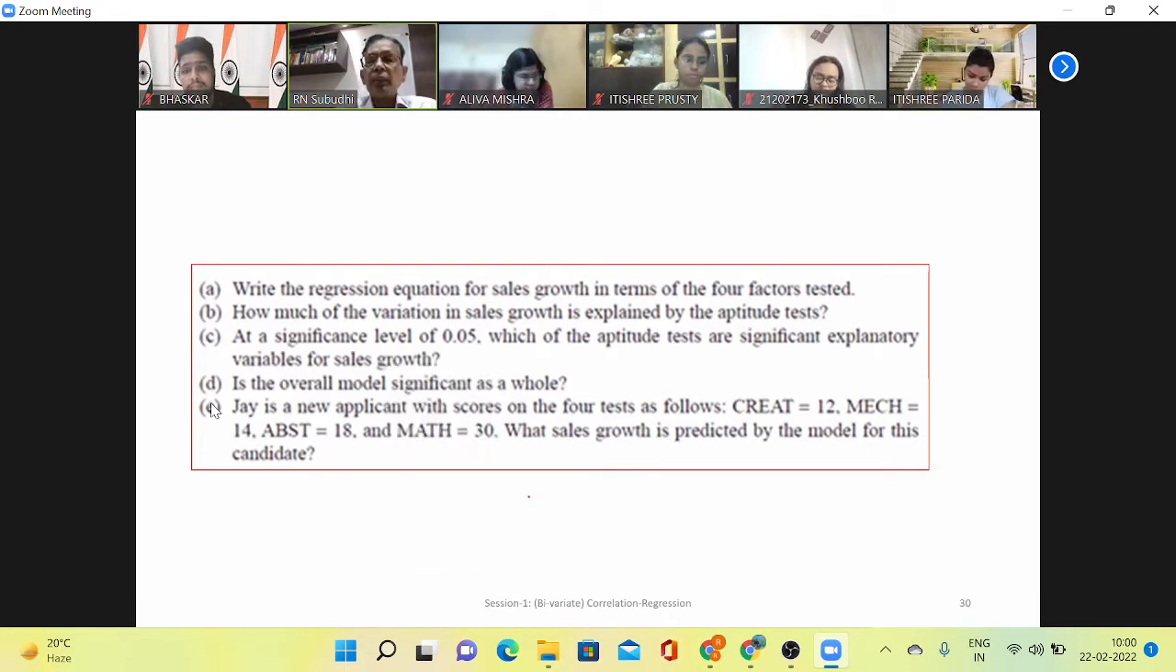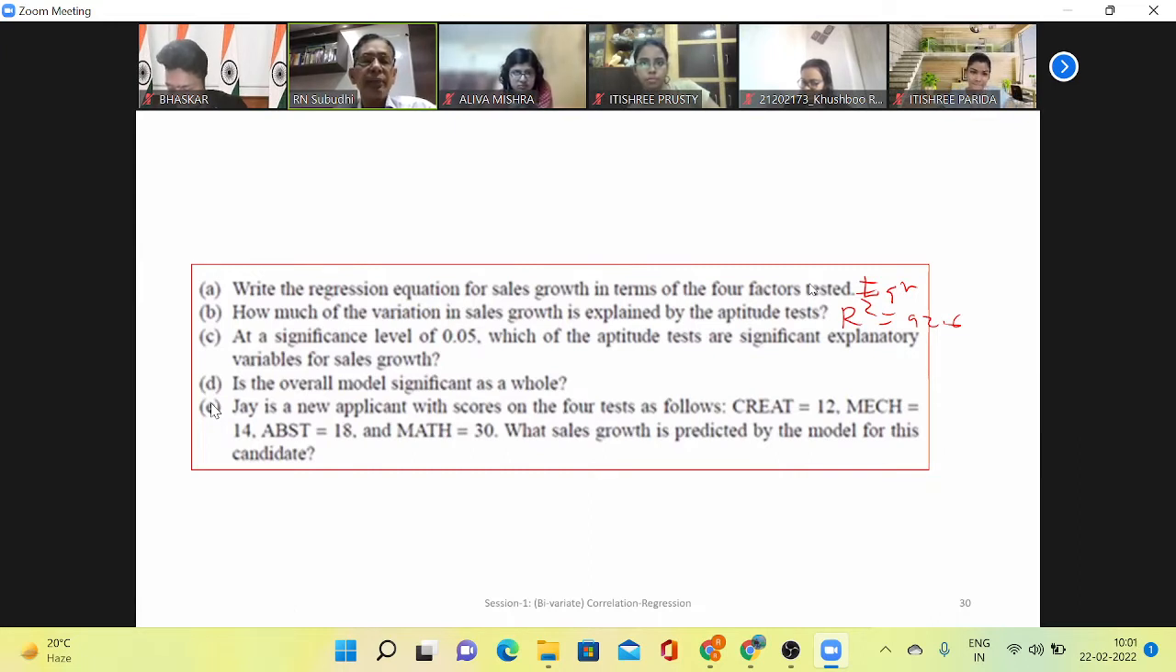So here you have to write the equation. Here you have to write R square. R square is how much? 92.6%. Okay.